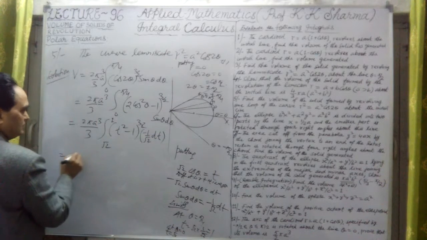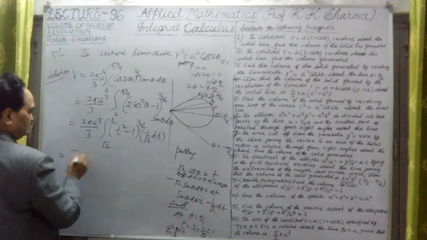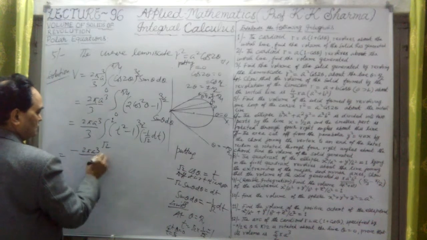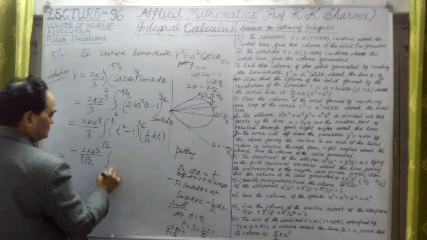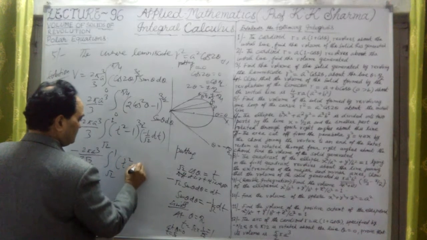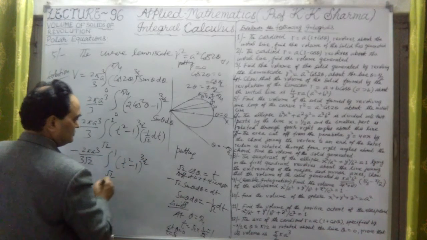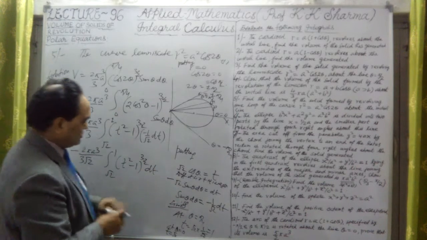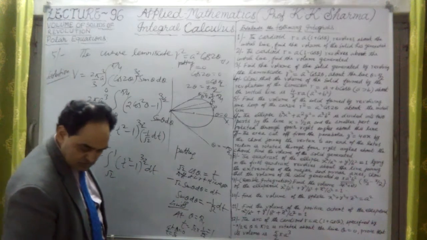It is a negative sign here. Let me take the minus sign outside. It will be minus 2 pi a cube upon 3 root 2, limits root 2 to 1, t square minus 1 whole power 3 by 2 into dt. Minus sign I have taken off.